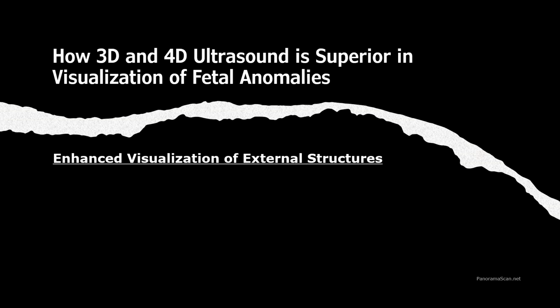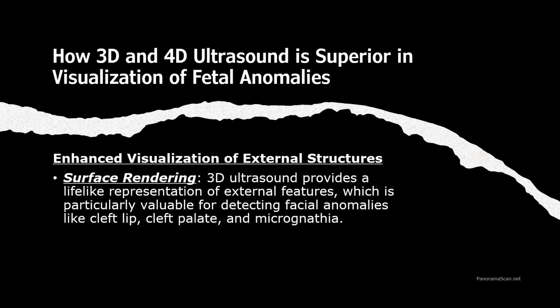Enhanced visualization of external structures is one of the standout features of 3D and 4D ultrasound. Surface rendering is one of the key advantages of 3D ultrasound, with its ability to provide a lifelike representation of external features. This is especially valuable when detecting facial anomalies such as cleft lip and palate and micrognathia. By offering a clear three-dimensional view, it allows for more precise detection than traditional 2D imaging.